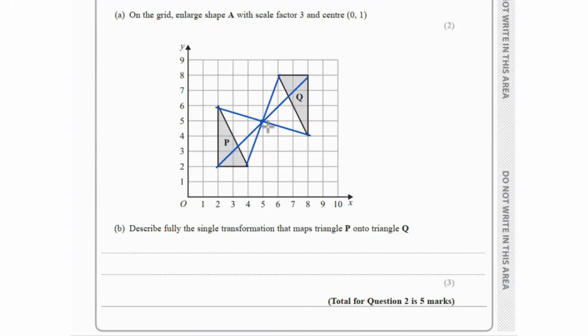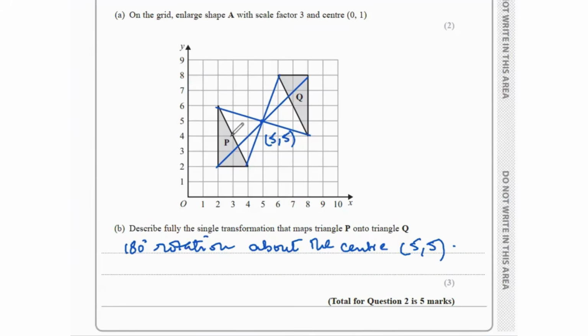So in your 180-degree rotation, it's very simple to find the center of rotation in case it's not given. What you do is you connect corresponding points on both the shapes, and the point through which all of the lines are passing, that is your center of rotation. So this (5, 5) is your center of rotation. So 180 degrees rotation about the center (5, 5).